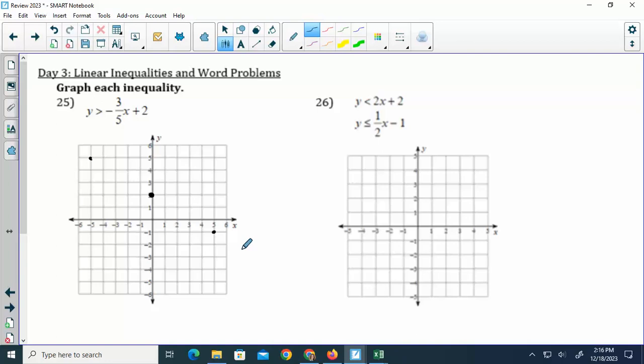If our line will be solid or dashed. How do we know? If it has an equal to, it's solid. If it does not, it's dashed. So if it has the line underneath your inequality, that's a solid line. If it's just a less than or greater than by itself, we do a dashed line. Oh, that's a horrible line.